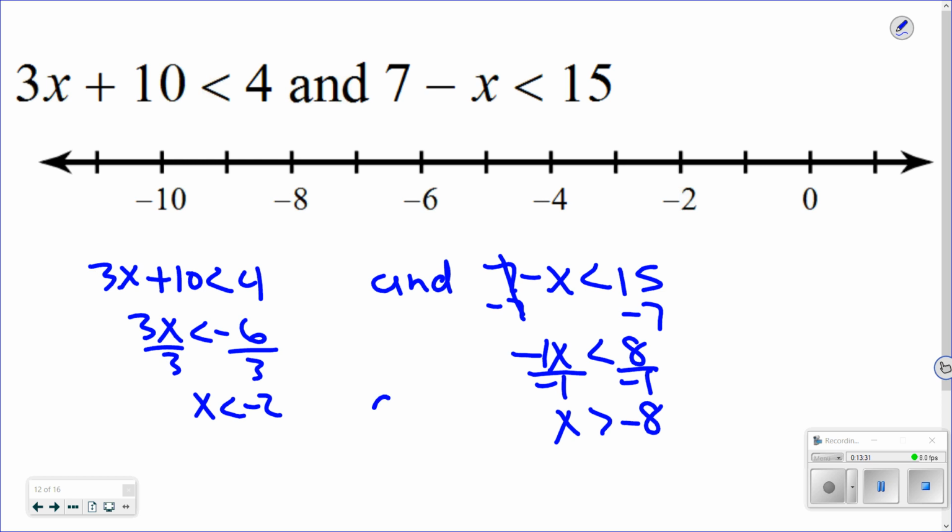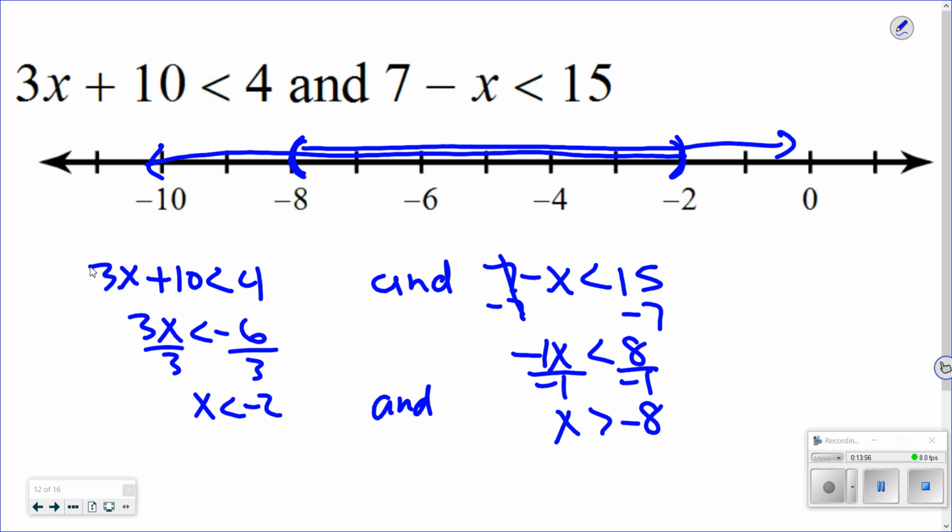This is an and problem. So if I take a look at that, I can go to x is less than -2. Here's -2, no equal sign, so I'm going to do a parenthesis. x is less than, so it's opening to the left. So let's go in that direction. And x is greater than -8. So I go to -8 again, there's no equal sign, so it's a parenthesis. That one's going to the right.